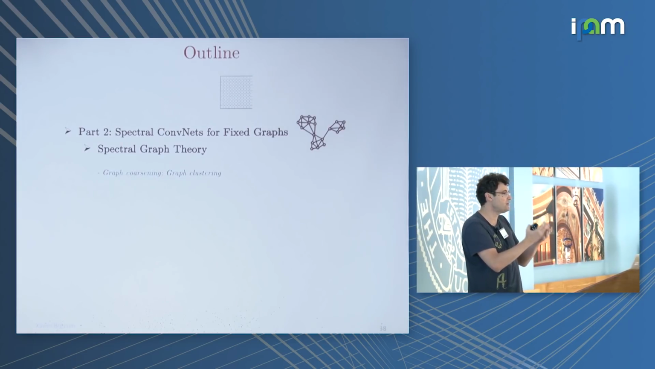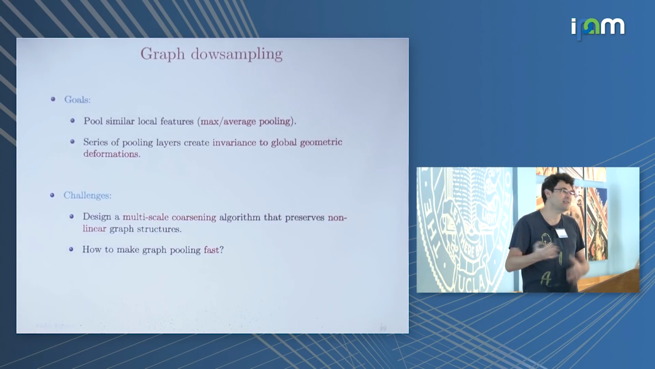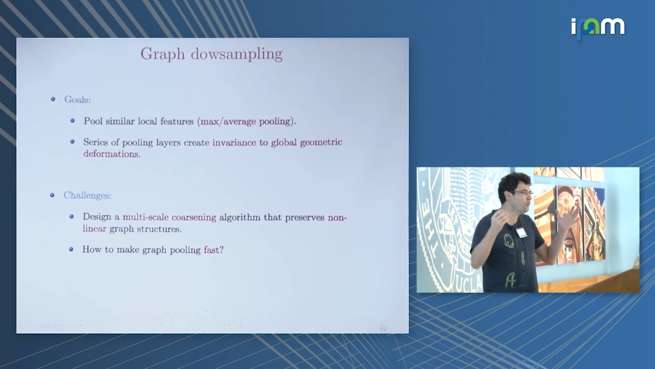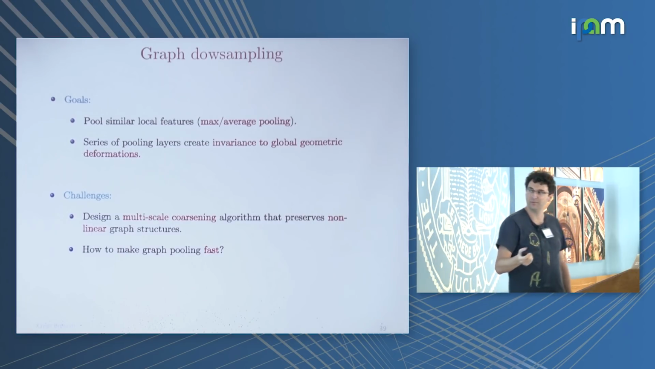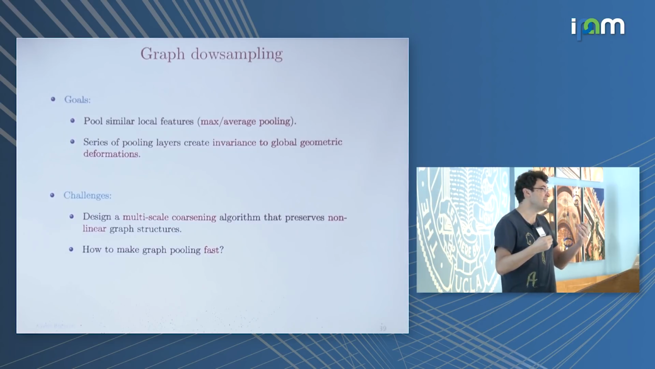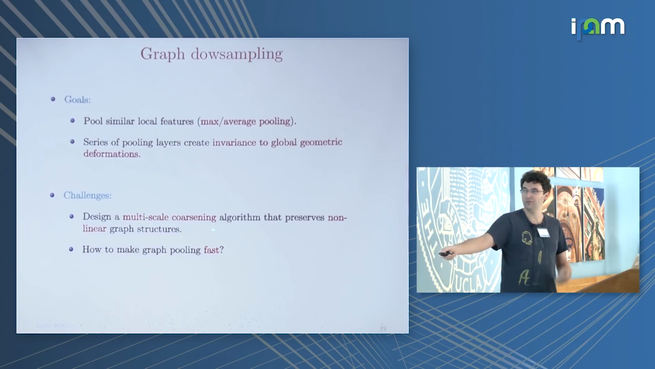Now the second operation that I need is to do graph downsampling or graph coarsening. This is exactly as in the standard case: I want to pull together similar local features, because this way I will be able to create global invariants with multiple layers, like translation, for example. Here the challenge is the grid is not linear. It's really a nonlinear grid, so I need to be very careful with that. I need to find a nonlinear multiscale coarsening technique to respect the nonlinear structure of the grid. And I want to make this fast.